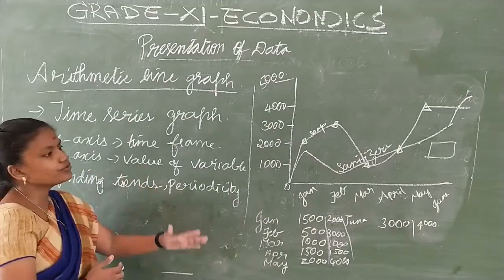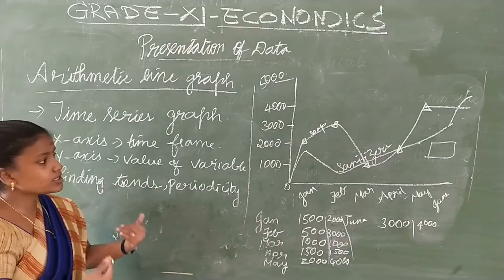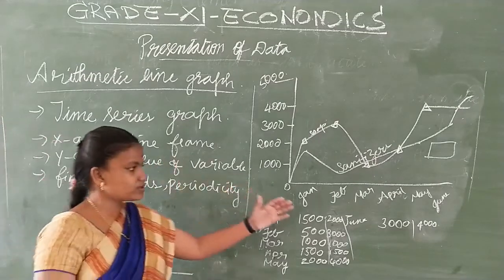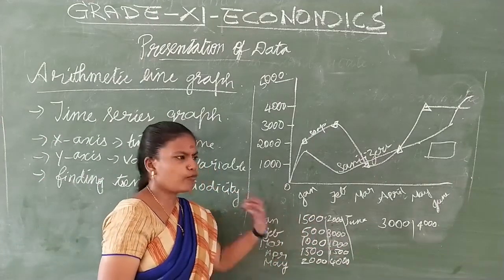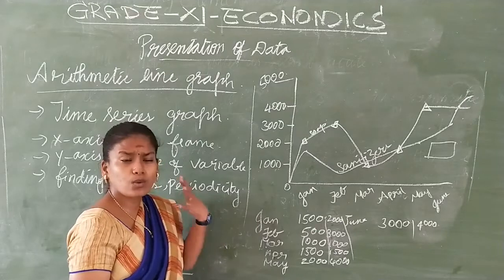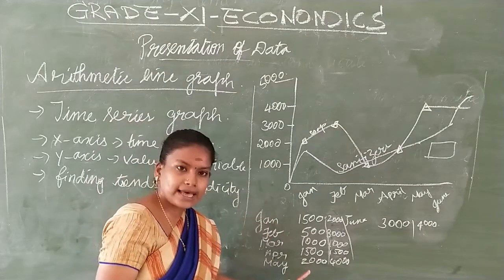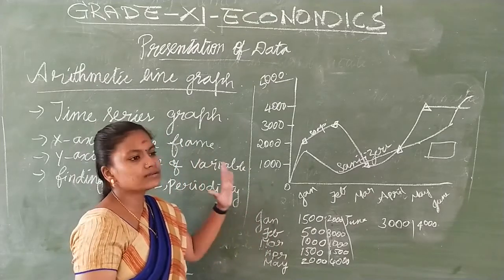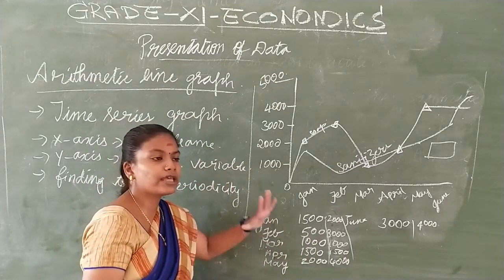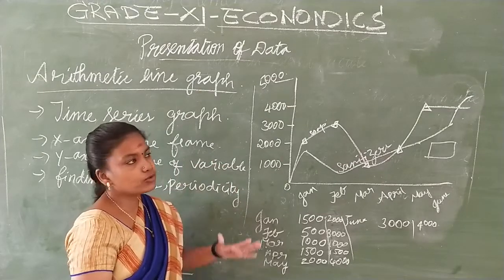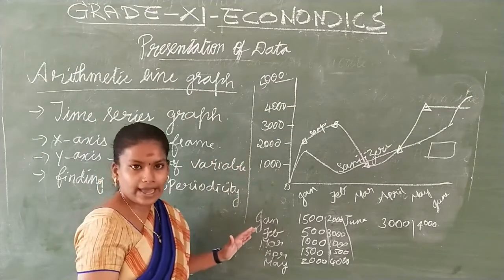Right, children, so it is used in various places where we deal with time, and the x-axis is usually marked with the time frame, whatever it is: months, years, weeks, days, hours, anything is marked on the x-axis. The y-axis has the value of the variable, whichever variable it discusses, that particular value is given on the y-axis.